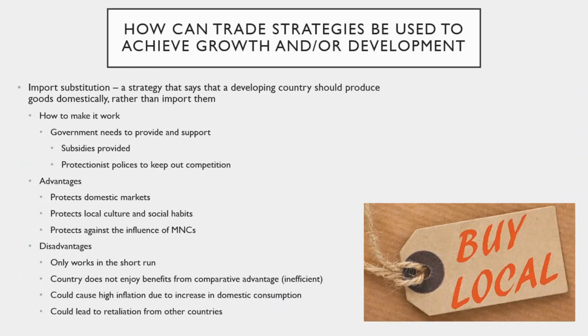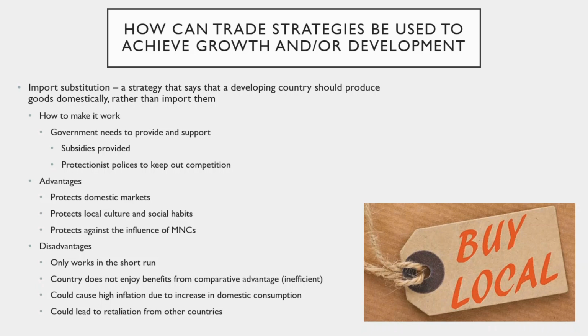So now we're going to talk about strategies to achieve economic growth. This next part is how do we get economic growth for LDC countries. The first one is called import substitution. Import substitution is a strategy that developing countries should produce goods domestically rather than import them, and they should produce their own goods. So the government needs to subsidize them and support them.